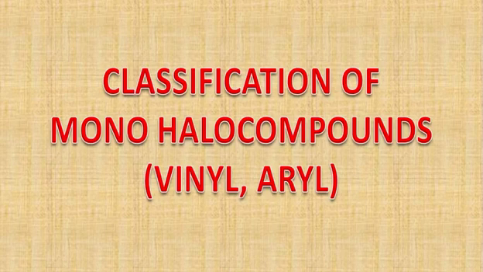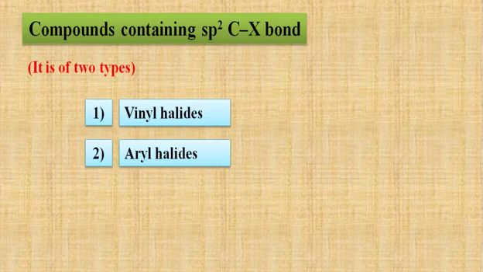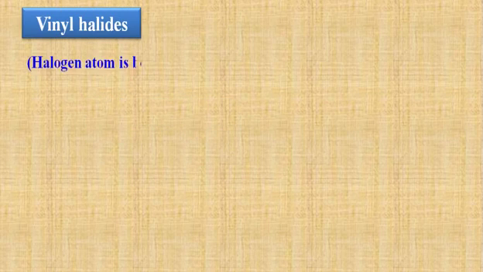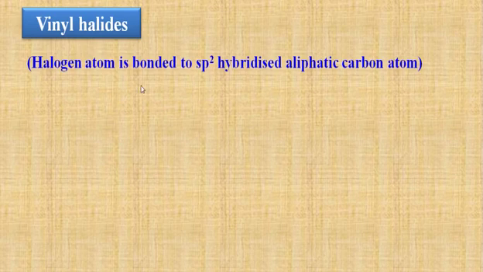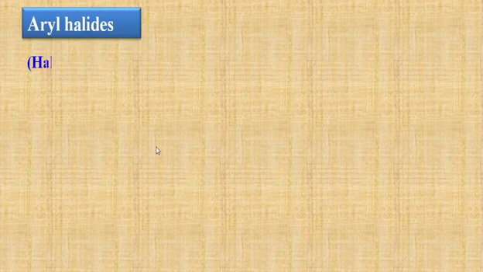Now we have another classification of mono-halo compounds in which halogen atom is attached to sp2 hybridized carbon atoms. So we have two classes of compounds, one is vinyl halide and another is aryl halide. In vinyl halides, halogen atom is bonded to sp2 hybridized aliphatic carbon atom. For example, vinyl chloride or chloroethene. Here you can see chlorine is attached to sp2 hybridized carbon atom.